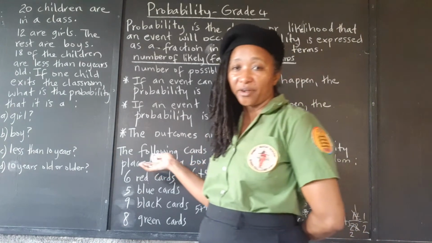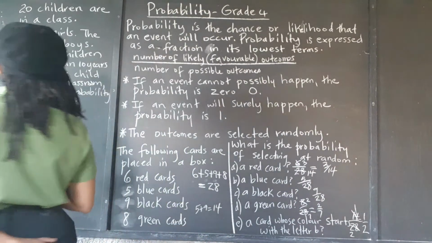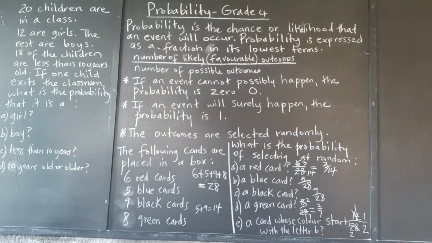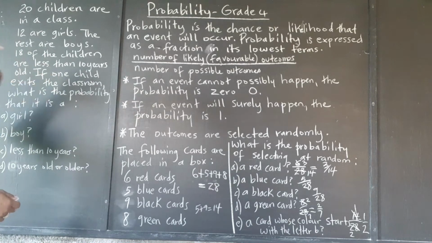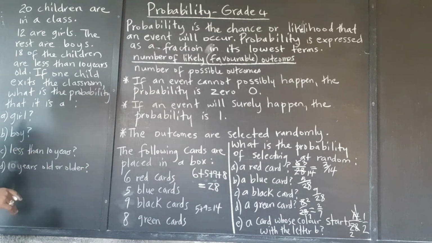Alright, let's look at another probability question. There are 20 children in a class. 12 are girls, the rest are boys. 18 of the children are less than 10 years old. If one child exits the classroom, what is the probability that that child is a girl? What's the probability that it's a boy? What's the probability that that child is less than 10 years old? What's the probability that the child is 10 years old or older?